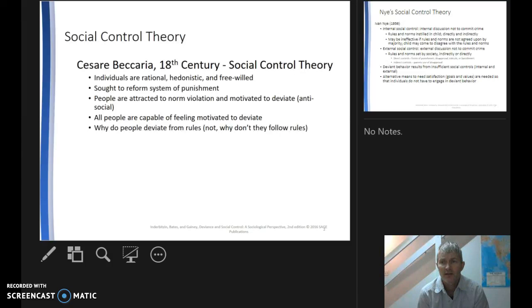Beccaria believed that individuals are rational hedonistic actors, and they are acting upon their free will. They're trying to maximize their pleasure, minimize their pain. Beccaria was seeking to reform the system of punishment. He wanted to get things in line with this new idea of rational action and pleasure and pain seekers. He believed that people are attracted to norm violation and motivated to deviate. In Beccaria's eyes, all people are capable of feeling motivated to deviate. And he was really trying to understand why people deviated from rules, not why don't they follow the rules.